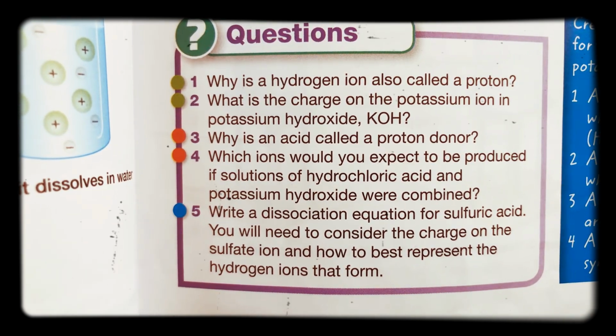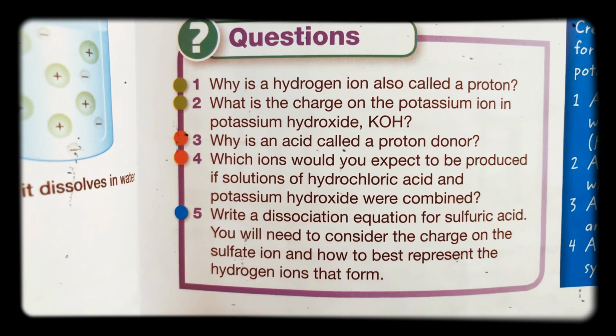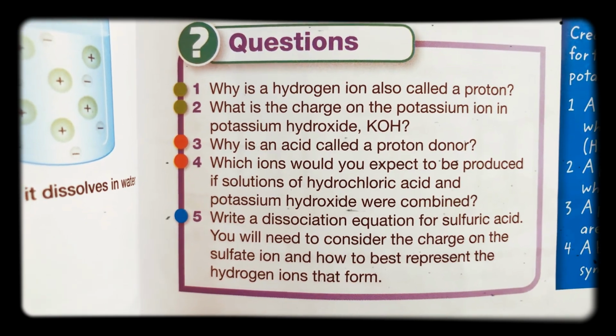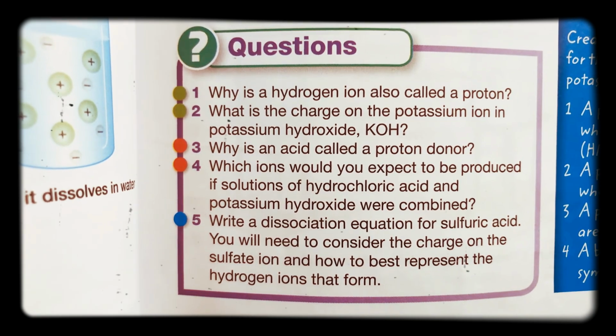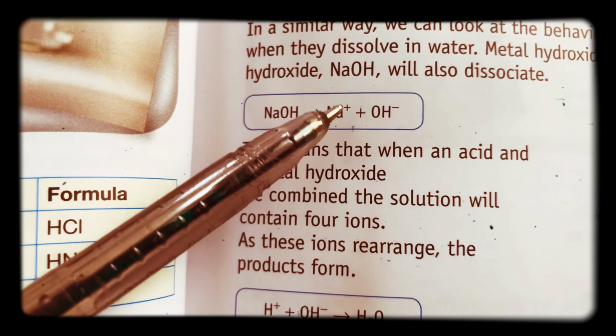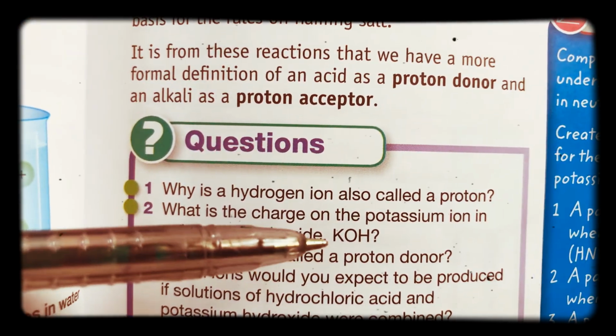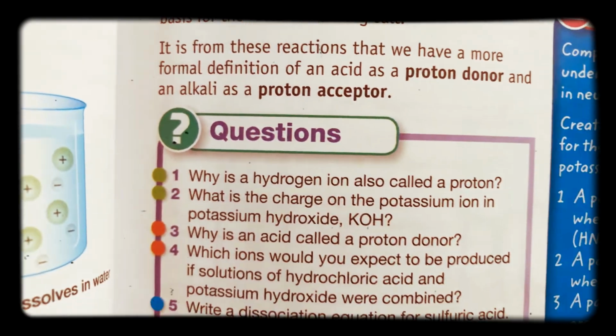What is the charge on the potassium ion in potassium hydroxide, KOH? Pause the video. Now, if OH has a negative charge, the potassium would actually need to balance that out. So the K has a plus charge. It's K+.